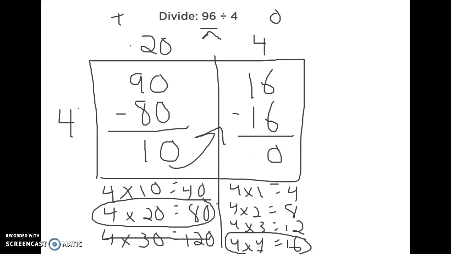Here's where it's a little different. When we multiply, our answer in the area model is on the inside. When we divide, it's these numbers up here. These are all the groups I had to make of 4 to get to 96. So 20 plus 4 equals 24, and that is my answer.